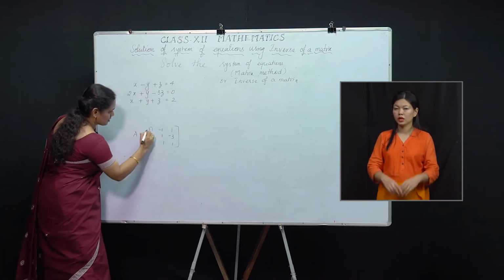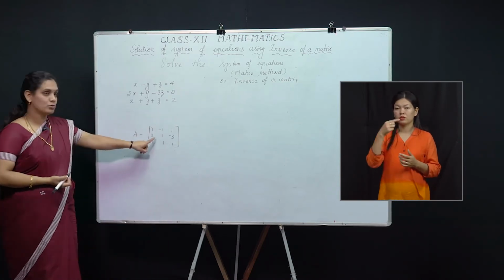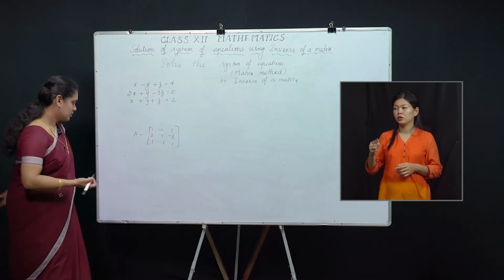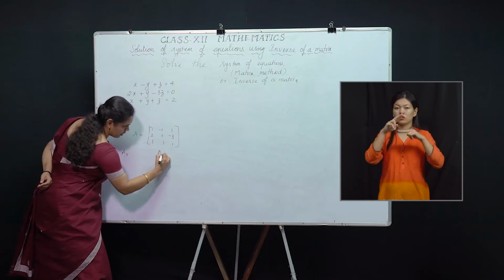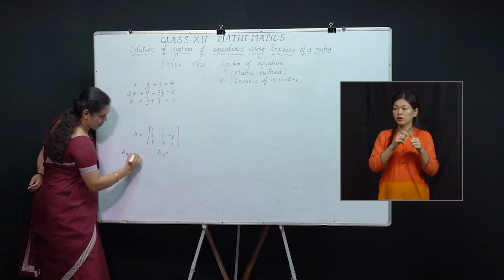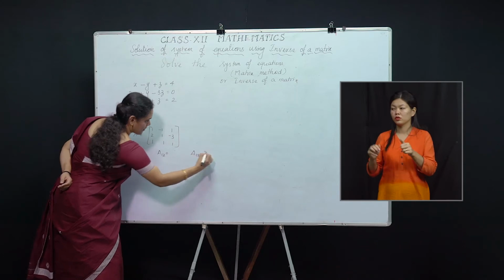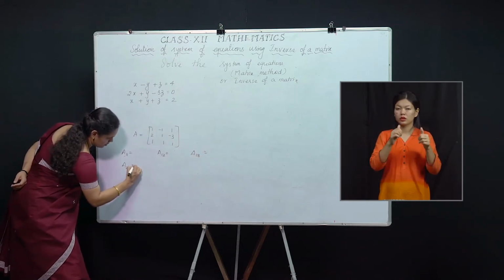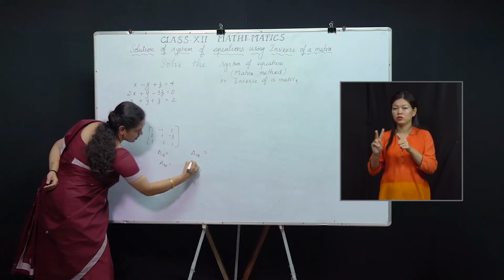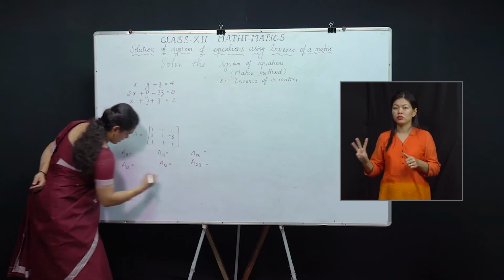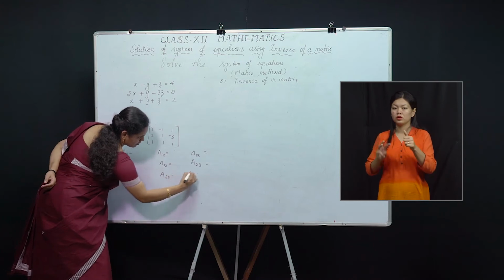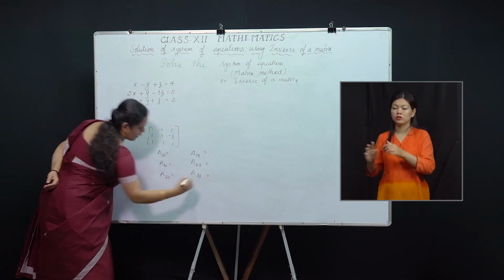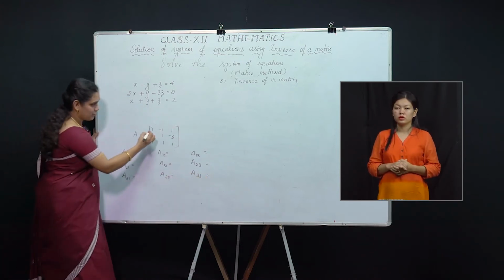Then A is [1, -1, 1; 2, 1, -3; 1, 1, 1]. So, let us find the cofactors first of all. A11, A12, then A13, then we get A21, A22, then A23. So, that is A31, A32, then A33. Okay. So, let us do it first.